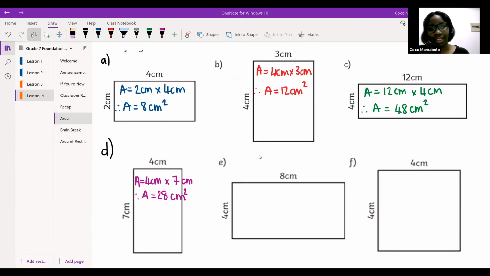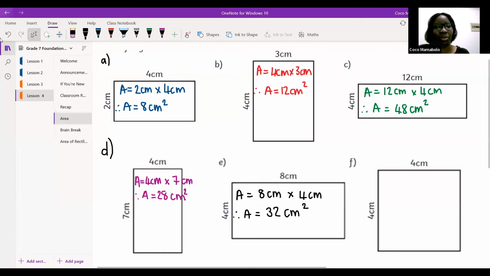E is A equals 8 centimeters times 4 centimeters. Excellent. So it's therefore A equals 32 centimeters squared. Excellent, 32 centimeters squared. Amazing stuff, Mivuyo, well done. Thank you, ma'am. All right.